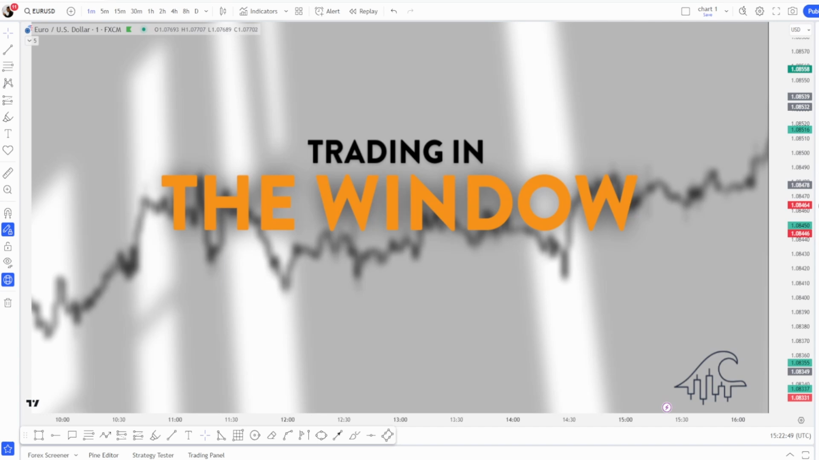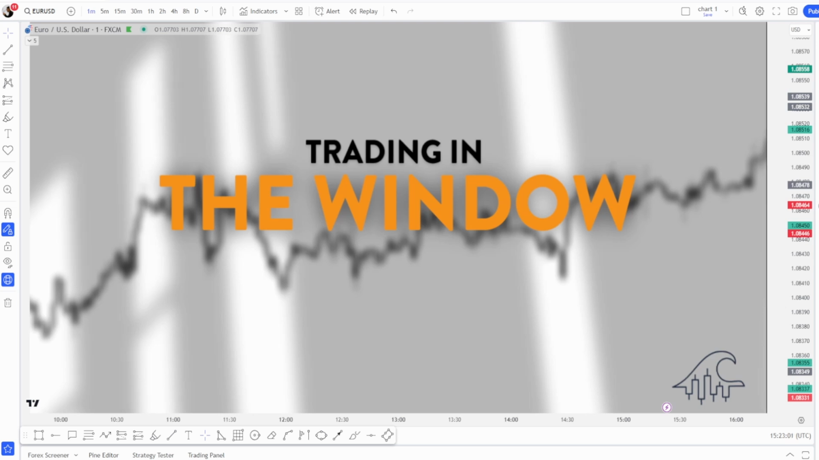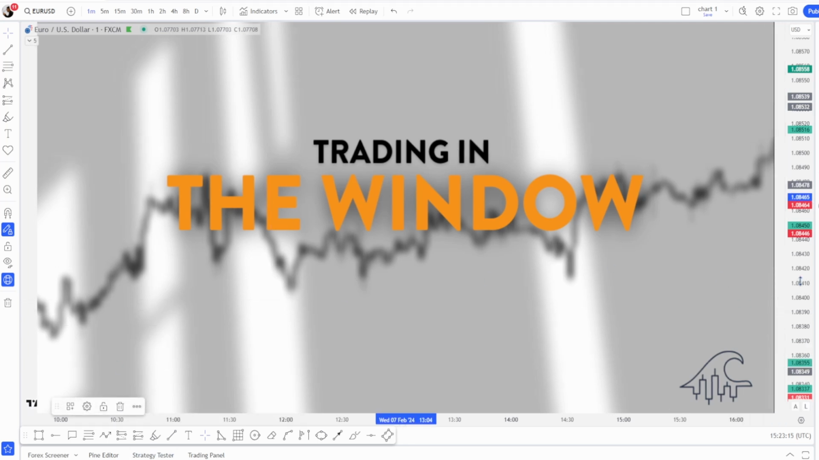Today we're going to be talking about trading in the window. Now, overall, this can be taken in a multiple of different ways. Trading within a specific window in price, trading within a specific time window, trading within a window of opportunity. Whatever way you look at this, it's going to hold the same value if you follow the structural and liquidity rules that we have put in place for you prior to showing you this video.